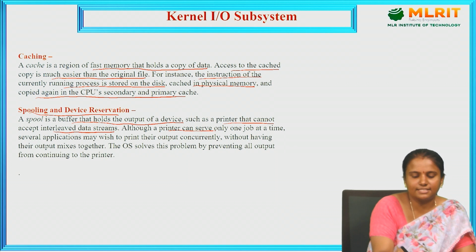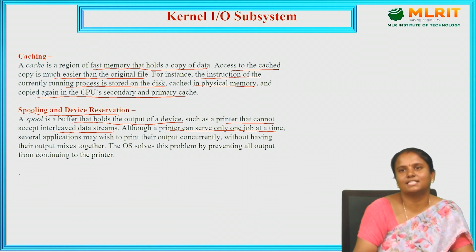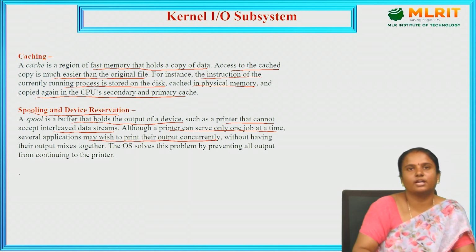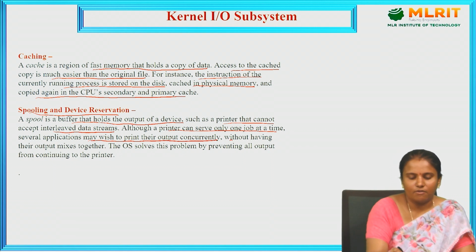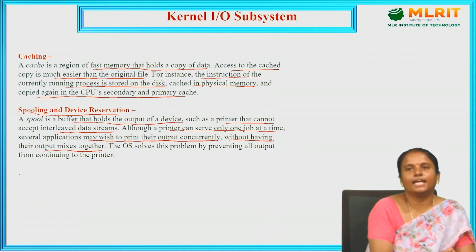Although a printer can serve only one job at a time, after giving one document only, it can accept the next document. Until the first file is printed, it does not go to the next. All the files cannot be printed at a time. Several applications may wish to print their output concurrently, and they can do so without having their output mixed together.